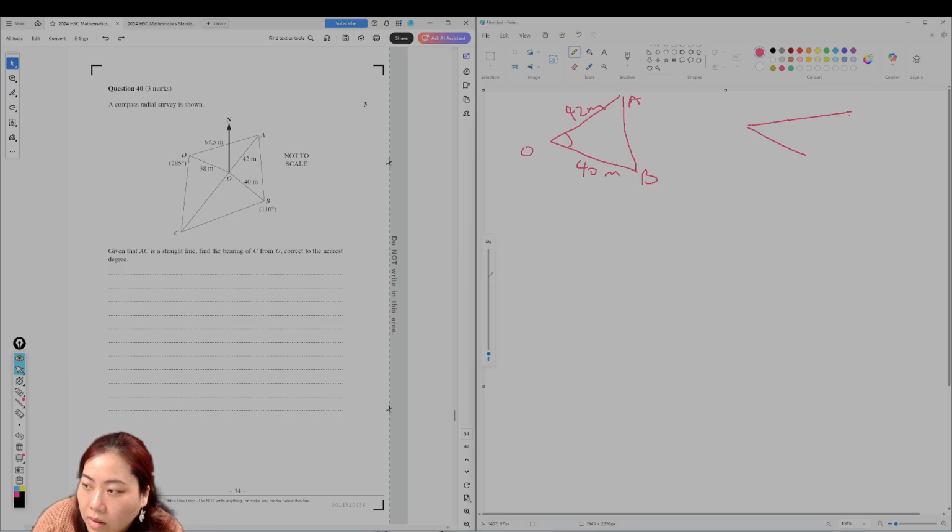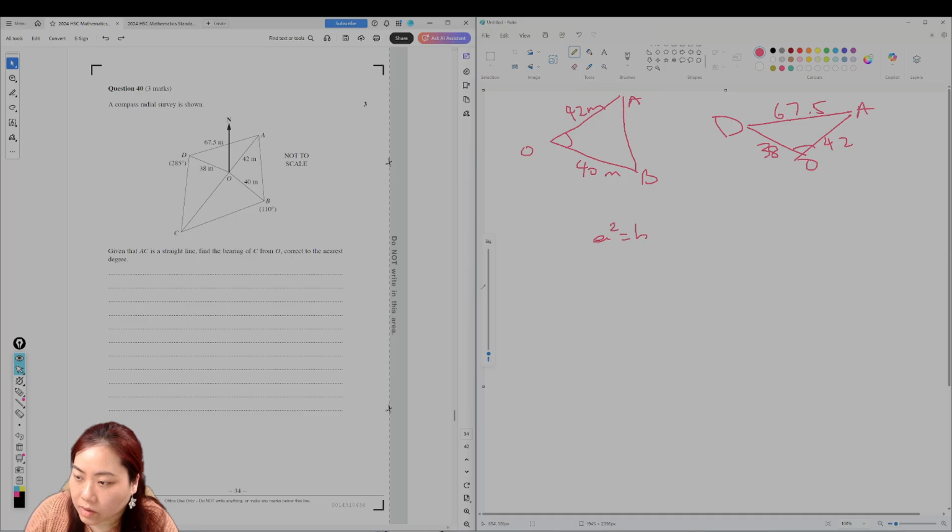So AOD, 67.5, 42, and 38 meters. And I want this angle here. I'm going to have to use the cosine rule for this one. So we have A squared equals B squared plus C squared minus 2BC cos A. In this case, A is this angle here. That means side A would be 67.5 squared. B is 38 squared plus C 42 squared minus 2 times 38 times 42 cos A.